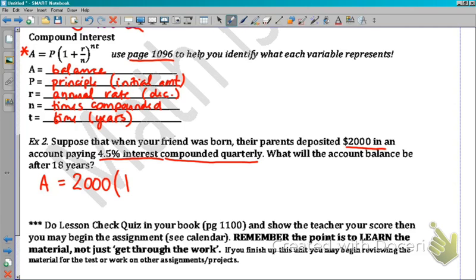Then the 1 is a constant, it's always 1, plus r, which is the annual rate of the interest, and you have to move the decimal over 2 places, so 0.045 over n. So how many times is it compounded? It says quarterly, so that means 4 times a year, so n is going to be 4. And then you have another n at the top, so that'll be another 4. And then the years is 18, so it'll be 4 times 18. Okay, so I'm going to simplify parts of this just to get me started. So first I'm probably going to do 4 times 18.